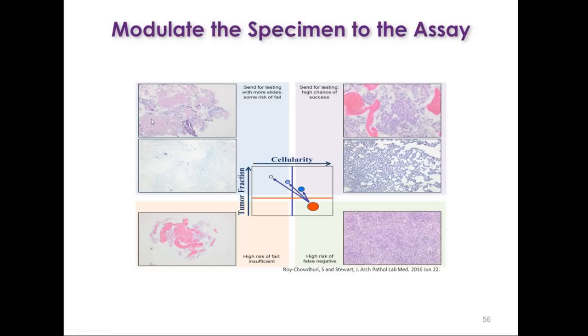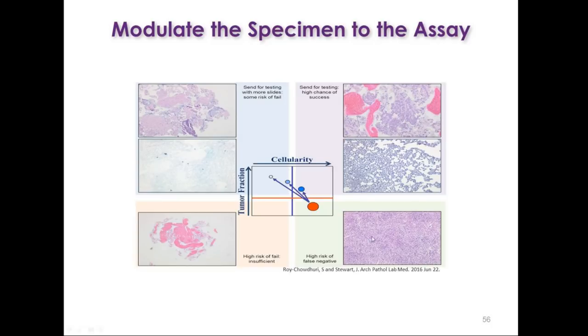The most interesting group here is this one, where you have a lot of cells. So cellularity is pretty high, so your DNA yield is not an issue. However, you have tumor cells, but they're admixed with a lot of benign cells. So your tumor fraction is low. And these are the samples that run a high risk of a false negative result.